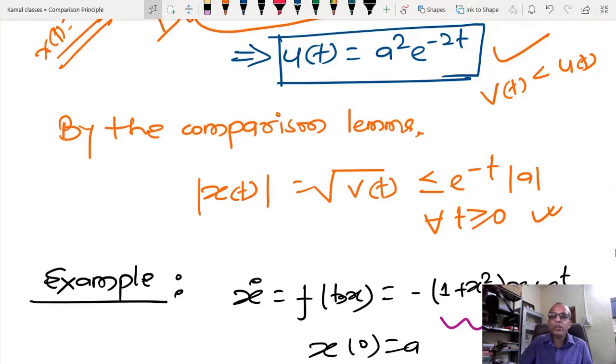Yes, sir. Because if you see the literature, in a lot of places in control theory, this kind of inequality is used.